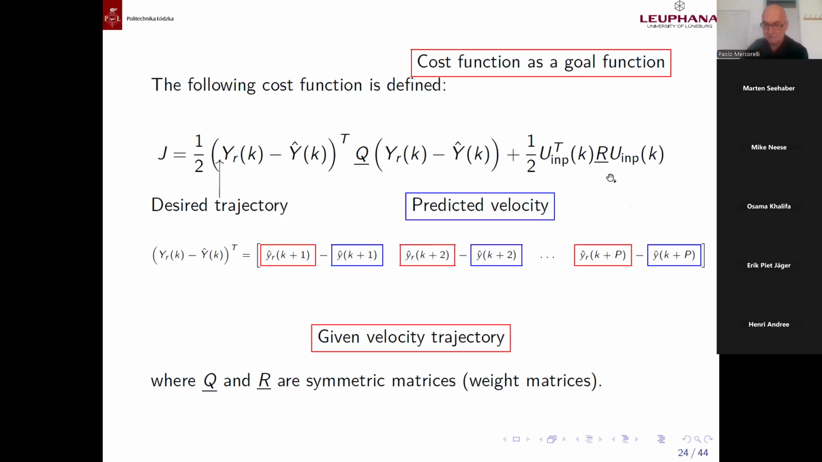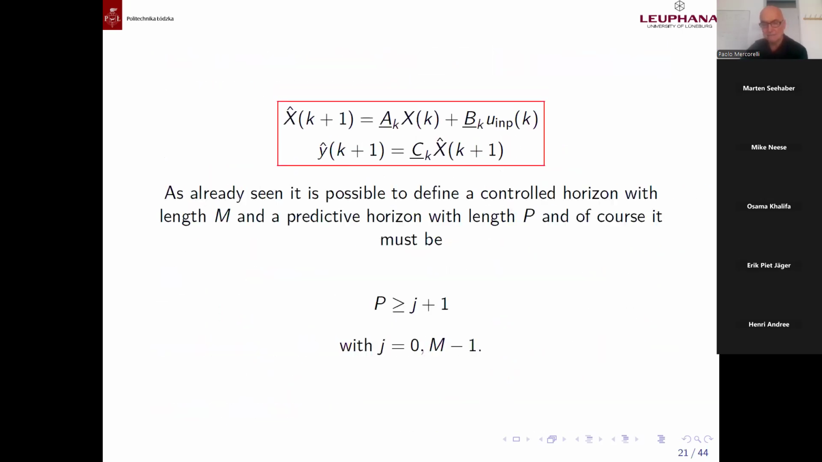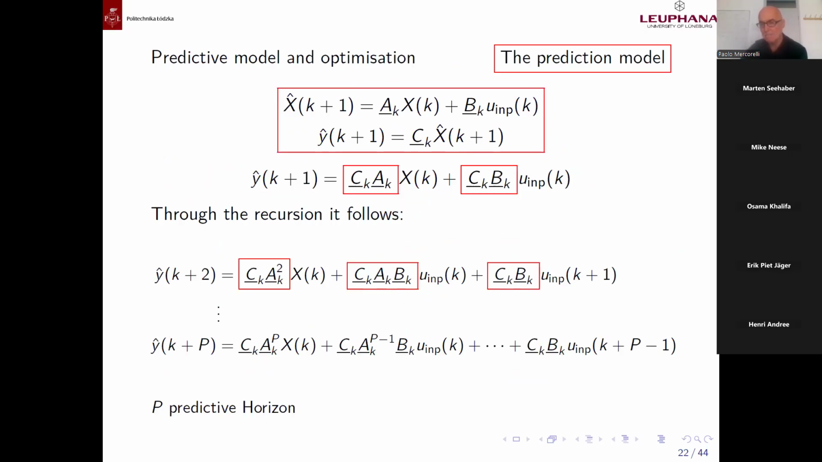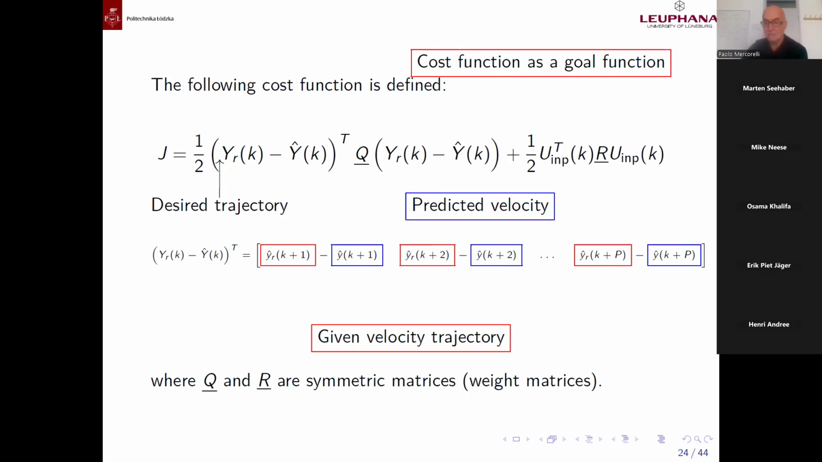We have the input, which must be calculated. This is a vector which is unknown. And at this moment, the length of the vector is exactly the length as in the predictive length. The length is P also here, no? Because it's starting from here to here. P is the length.